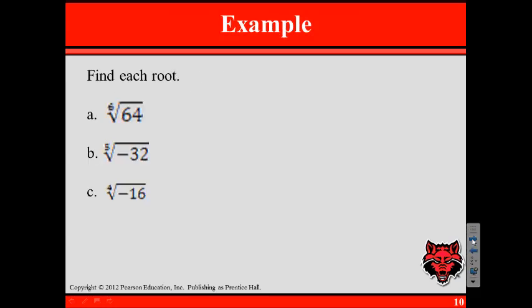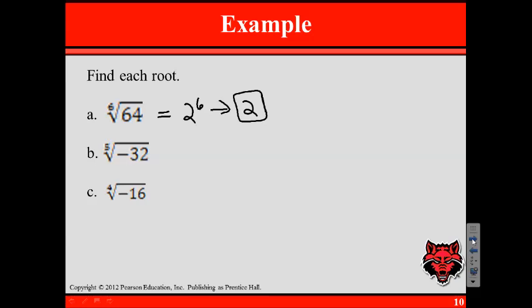So for example, if I have the 6th root of 64, we have to try to find some number raised to the 6th power that would equal 64. And if you play around long enough, you would find 2 to the 6th power equals 64. So the 6th root of 64 equals 2.